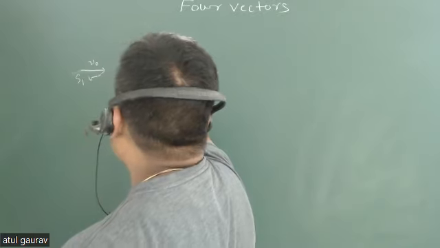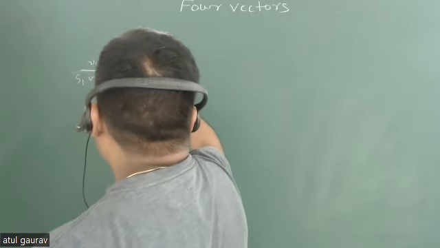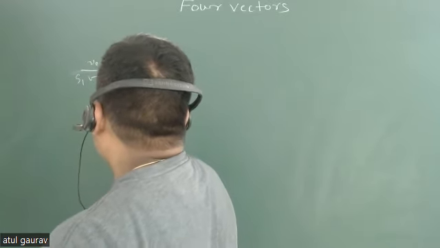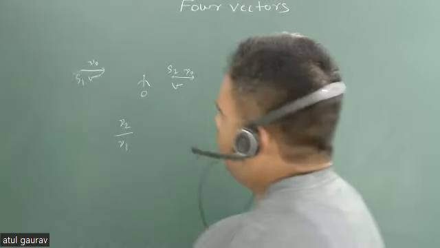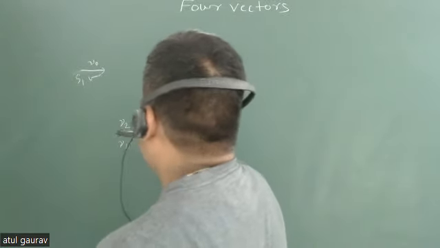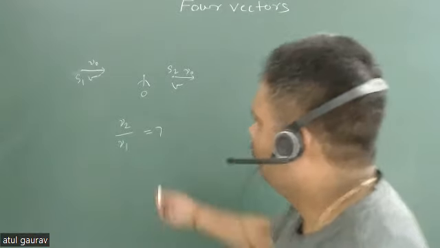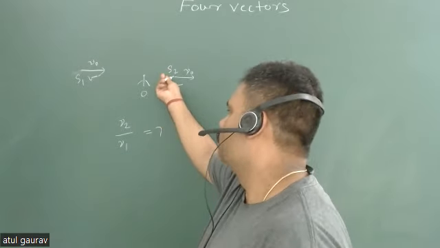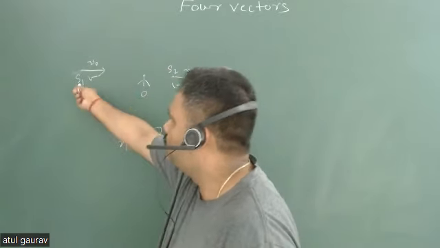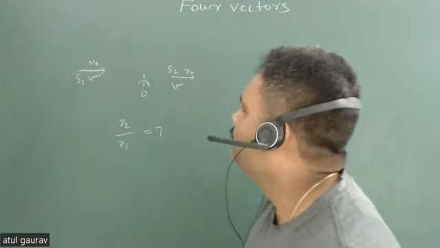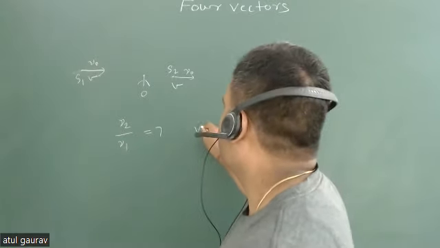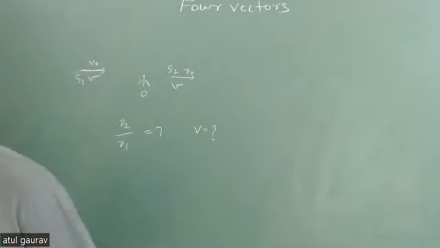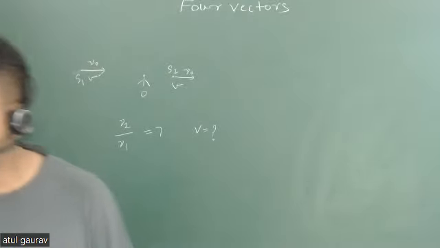The frequencies measured by the observer from the second and first sources are nu2 and nu1. If nu2 by nu1 is equal to 7, this is the observed frequency by this observer from the second source, nu2, and from source S1, nu1. Then what we have to do is find the velocity v. So this type of question can come into your examination. How will you proceed?